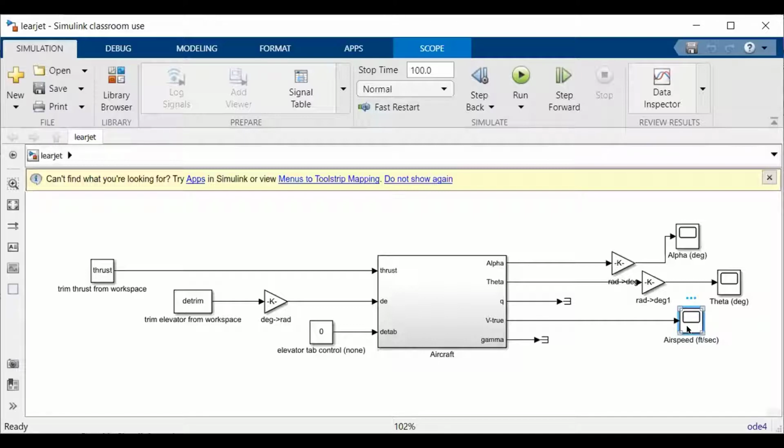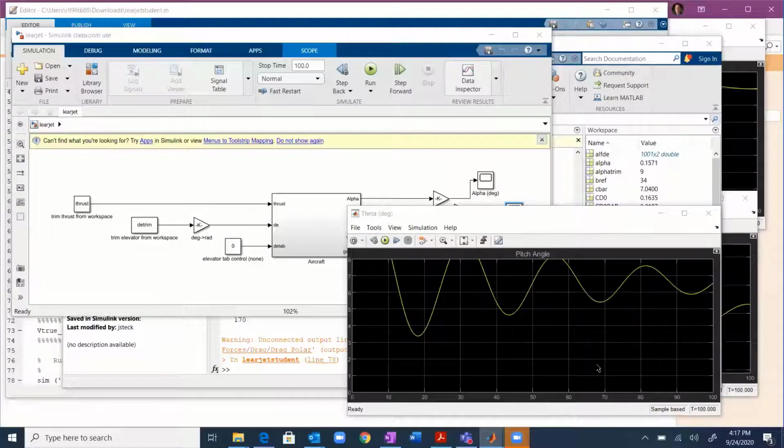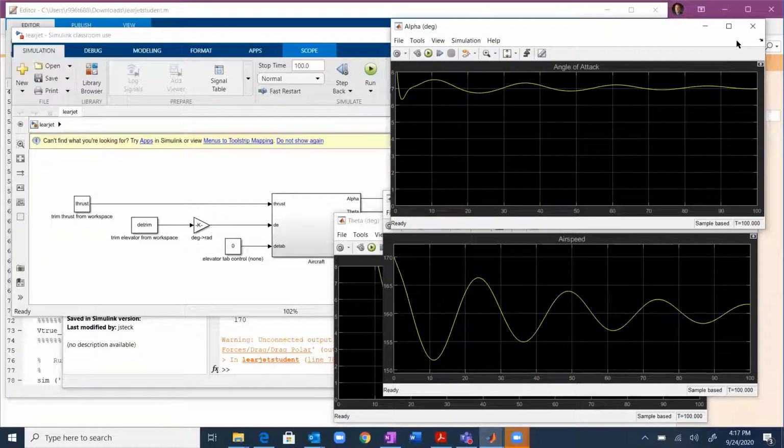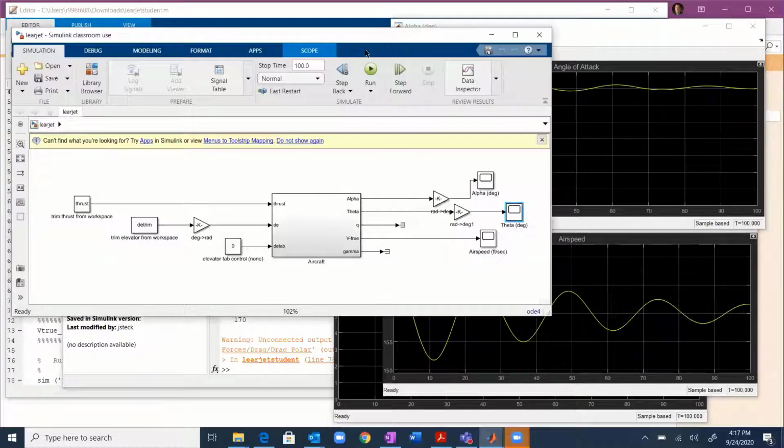So if you double click on any one of these scopes, you'll get a window that looks like this. And let me share the whole thing so you can see what it looks like on your window here. So you'll get scopes that look like this, and this scope here, and this scope here. Those will pop up and you can move them around wherever you want on your desktop. And then you can see the Simulink here.